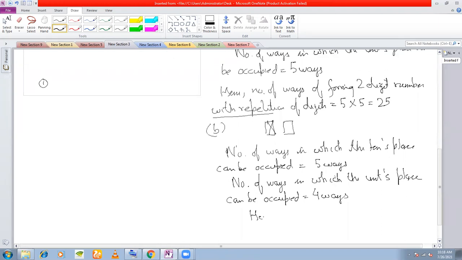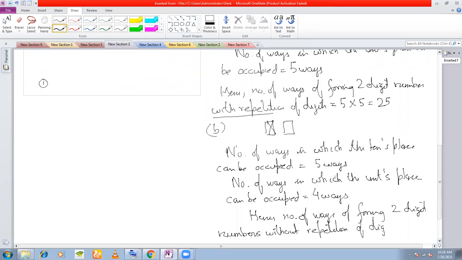So hence, the number of ways of forming 2-digit numbers without repetition of digits is 5 into 4, isn't it? Equal to 20. Yes, sir. So that is the difference. Okay. So that is your fundamental principle of counting.